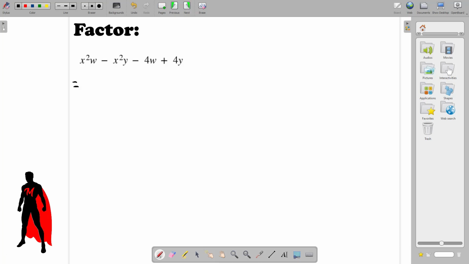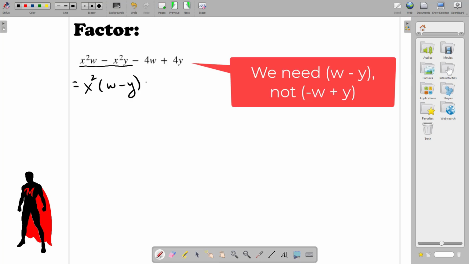Okay, here we're going to complicate things just a little bit. So in this pair, I can factor out an x squared, and I'm left with w minus y. And over here, because I want w minus y, if I factor out a 4, then I'd end up with negative w plus y. And that's not the same thing. I can't factor that out.